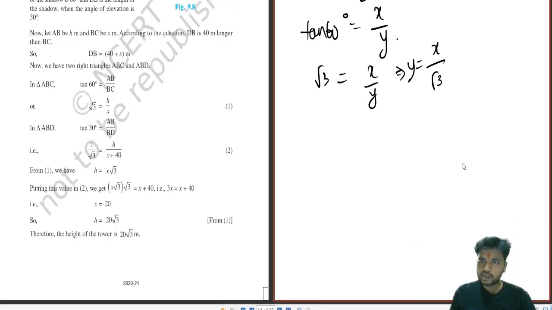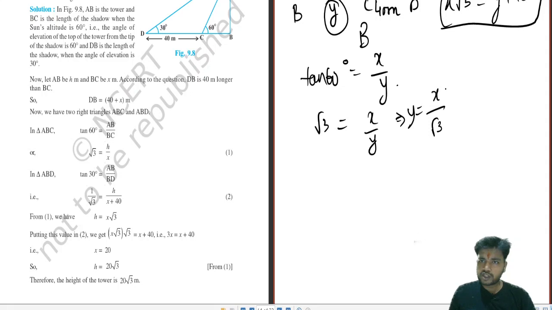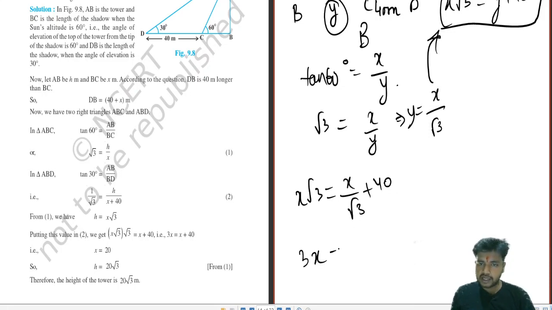So we'll put this value of y in this equation. So x root 3 is equal to x by root 3 plus 40. Multiplying it by root 3, this will be 3x equals x plus 40 root 3. This will be 2x equals 40 root 3.